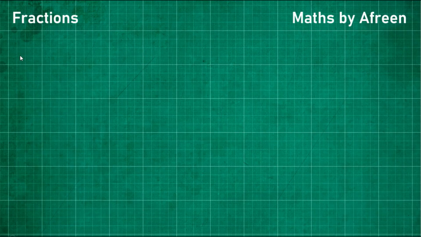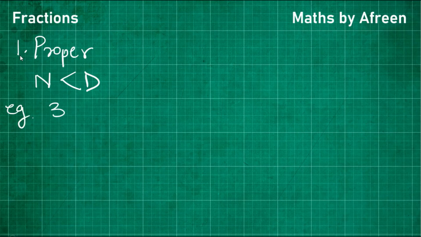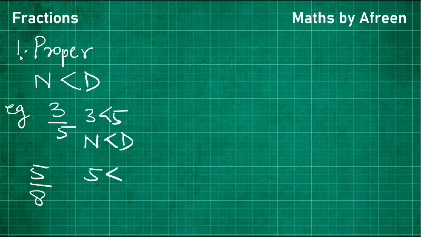Now we will look at the first type of fraction, that is proper fractions. Proper fractions are those fractions where the numerator is less than the denominator. Suppose I take the example of 3 by 5. Here 3 is less than 5, which means the numerator is less than the denominator. We can take another example like 5 by 8. Here 5 is less than 8, so the numerator is less than the denominator. So these types are proper fractions.